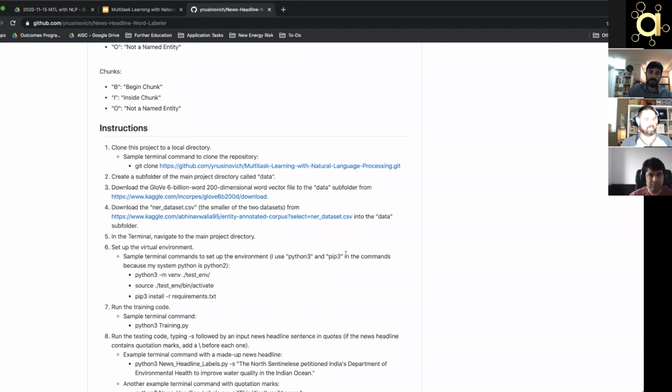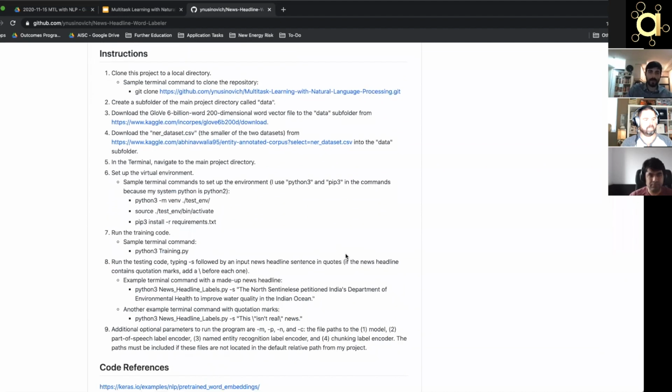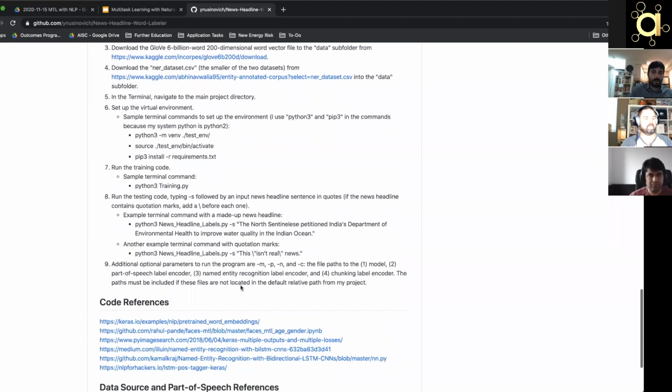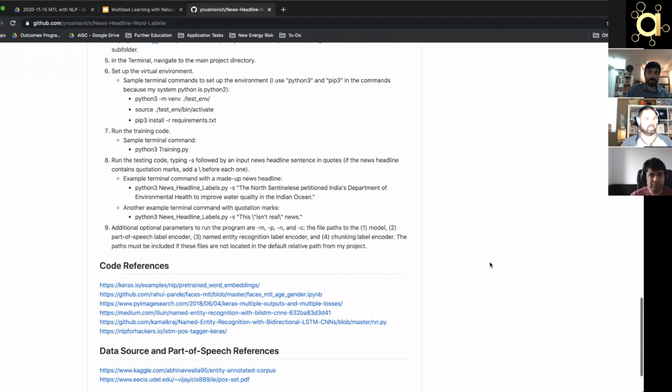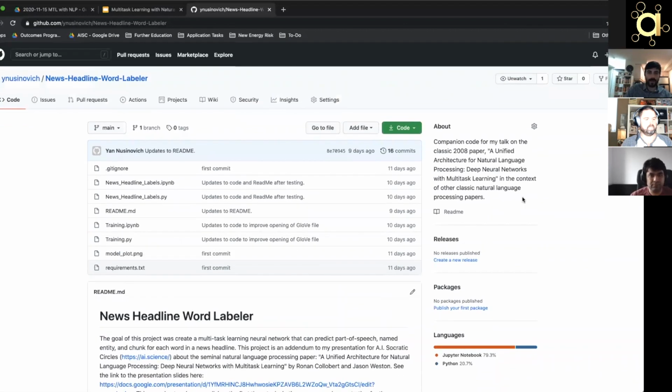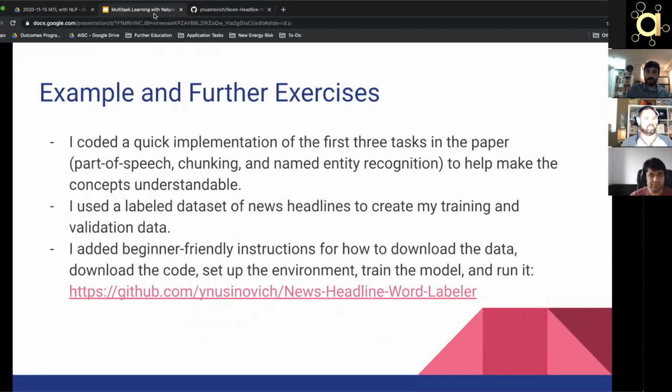And then here the instructions explain how to clone the code and download the data and set up the virtual environments, train it, and test it. And then I included references for the code. Nobody did exactly this same implementation that I did, but these were just references that I learned from. And then I also included the data source and an explanation of the parts of speech. So if you enjoy the presentation, feel free to look at this and try it out yourself.